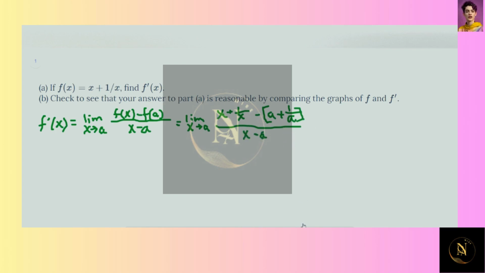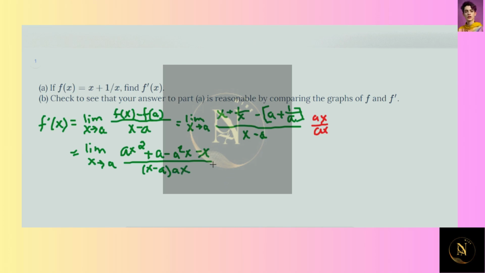Okay, our next step will be to multiply by the lowest common denominator to eliminate the fractions. So ax over ax. So limit as x approaches a of x times ax squared plus 1 over x times ax, a minus a times ax, a squared x minus 1 over a times ax minus x, all over x minus a times ax.